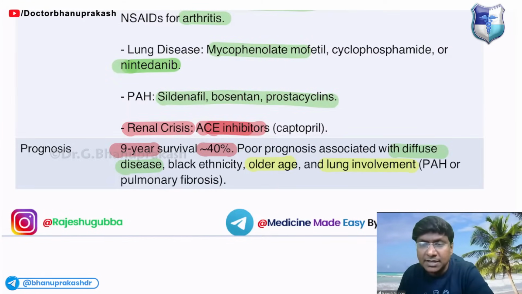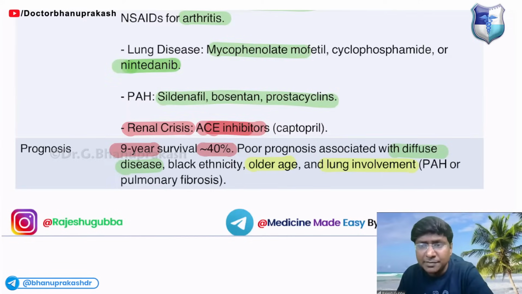Right? Two forms, limited and diffuse scleroderma. Right? And in diffuse scleroderma, anti-topoisomerase. Limited scleroderma, anti-centromere antibody. Pulmonary function test will show you that there is restrictive lung disease, where FEV1 by FVC will be more than or equal to 70%. Cause of death, pulmonary hypertension.